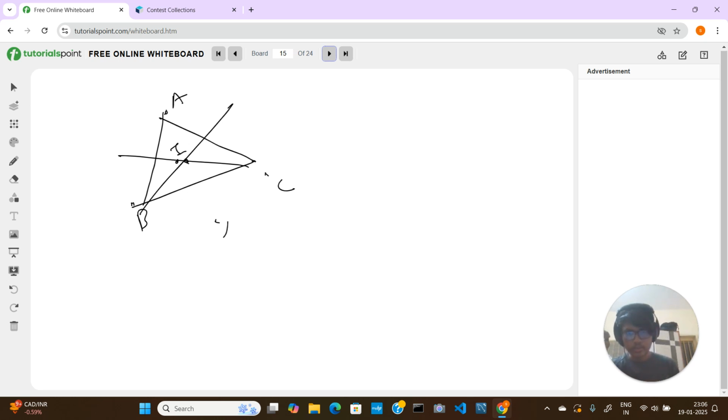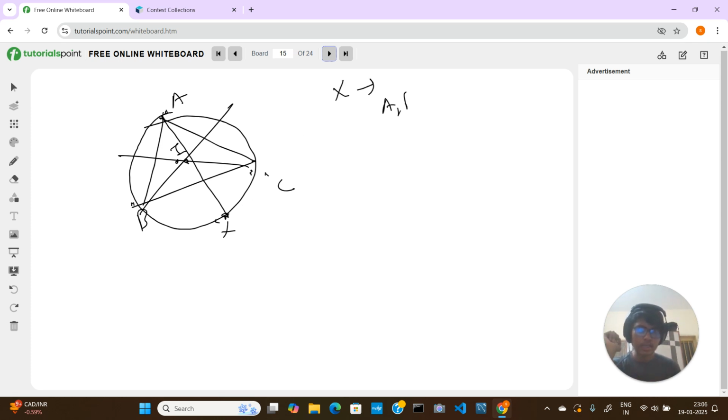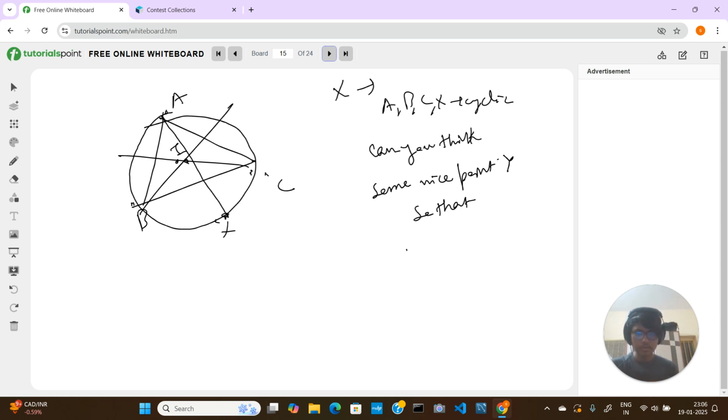So let's try to explore more in the diagram. Can you think of some nice point? Initially we thought about the point X so that A, B, C and X were cyclic. Can you think of some nice point Y so that B, I, C, Y are cyclic? Now I am giving the solution. Pause for a minute and think about this. So what is the nice point?